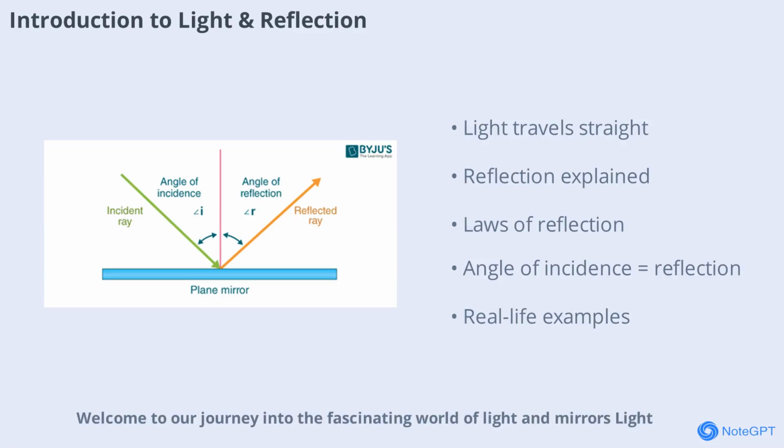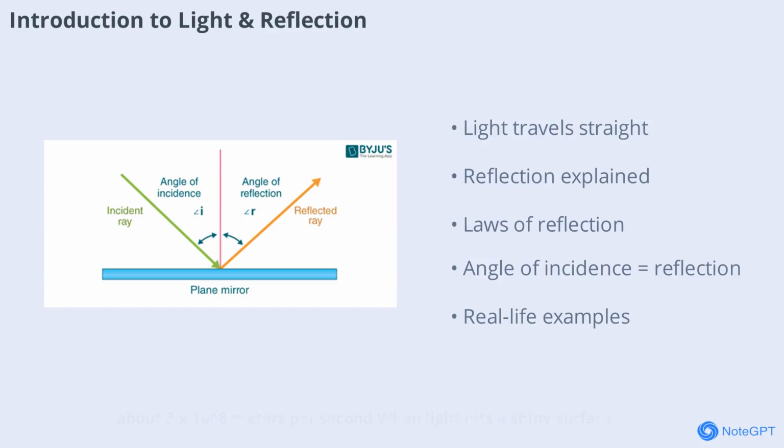Welcome to our journey into the fascinating world of light and mirrors. Light, as you may know, travels in a straight line, a property called rectilinear propagation. This simple fact leads to many of the amazing phenomena we see around us, from shadows to reflections. The speed of light is incredibly fast, about 3 x 10^8 meters per second.